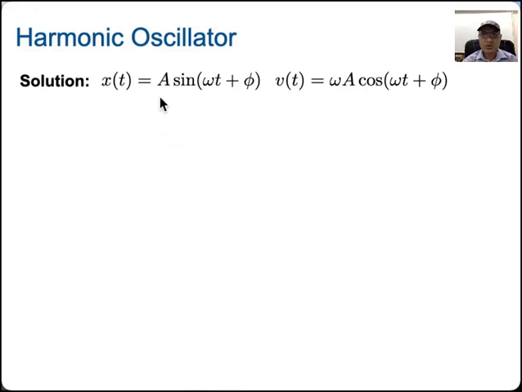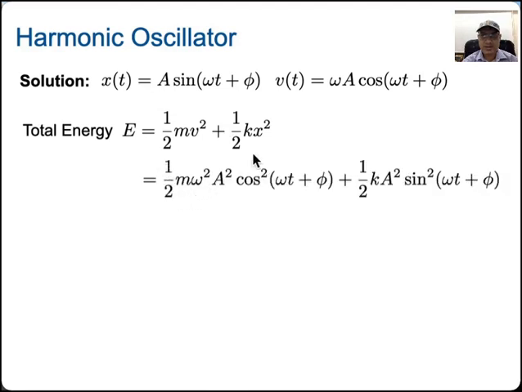Once you know these solutions, let's write down the expression for the total energy. The total energy is kinetic energy, half m v squared, plus potential energy, half k x squared, where k is the spring constant as we have discussed in the previous slide. Let's substitute the expression of v and x. We can write half m, where v is omega squared A squared cosine squared(omega t plus phi), plus half k, where x squared is A squared sine squared(omega t plus phi).